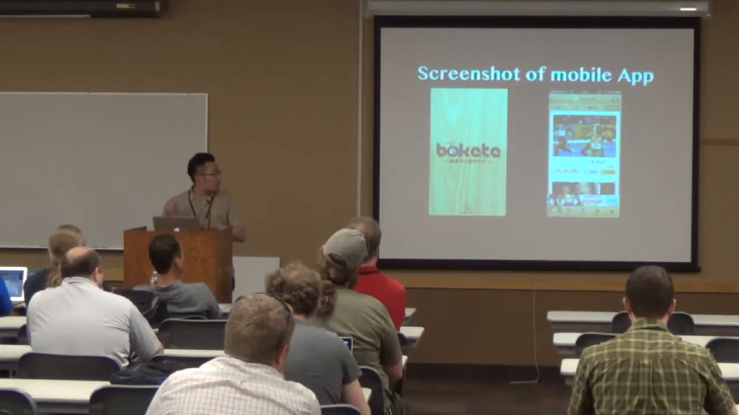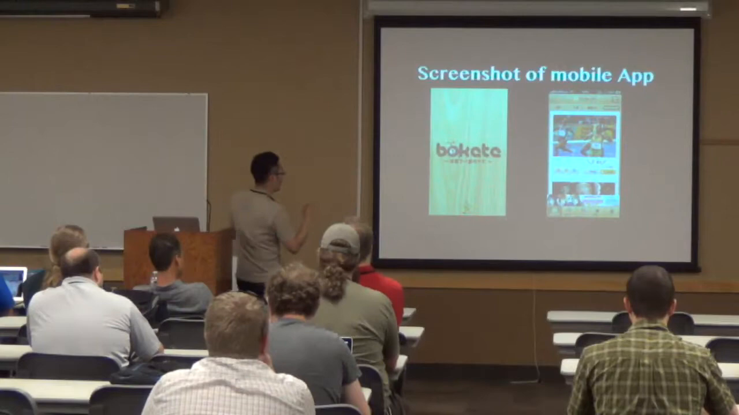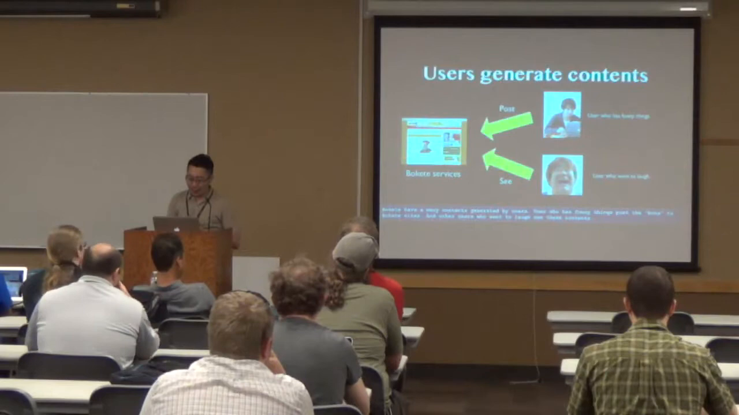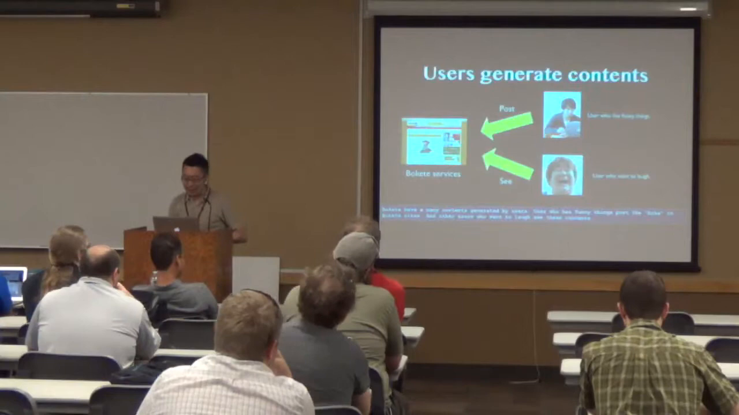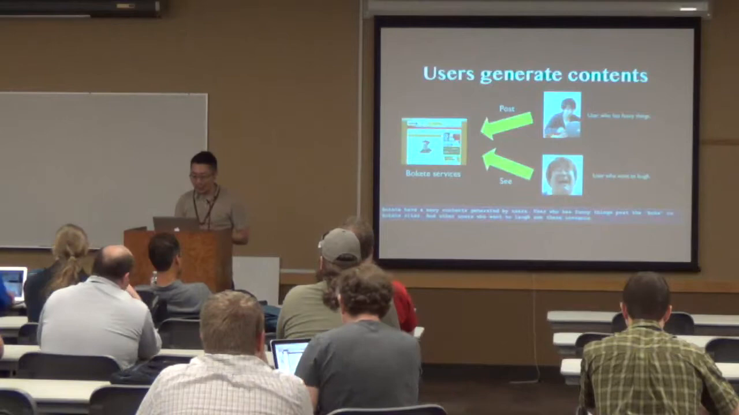Left is a splash screen, and right is a ranking of the content in Bokete. In Bokete, users generate the content. A user who has funny things or is thinking about laughing posts content to the Bokete service. Then another user who wants to laugh sees the content in the Bokete service. So they will be very happy and laughing.